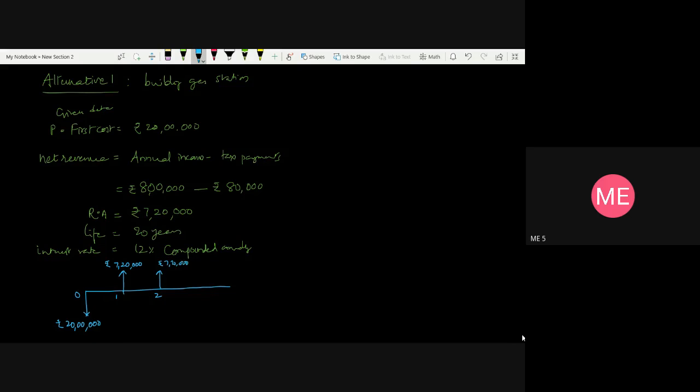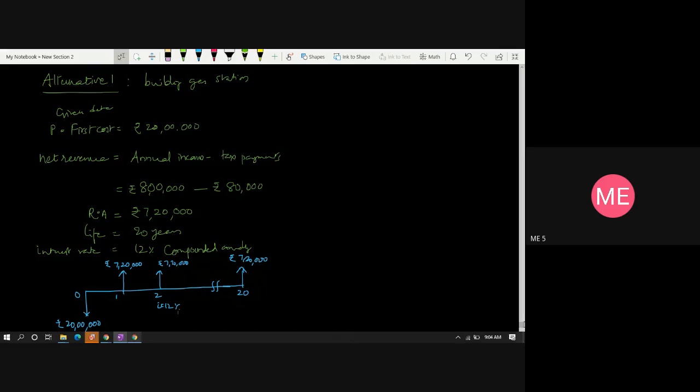Are there any other cash flows? Nothing else, and at the end of 20 years also we will have 7,20,000 rupees. There is no salvage value, so I can keep it as it is. This is at i equal to 12%. So I have drawn the cash flow diagram, and it shows that it is a revenue dominated cash flow diagram.